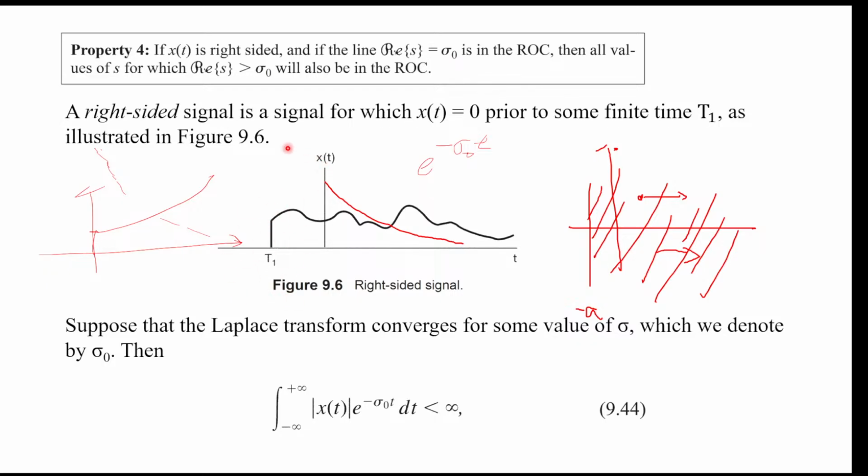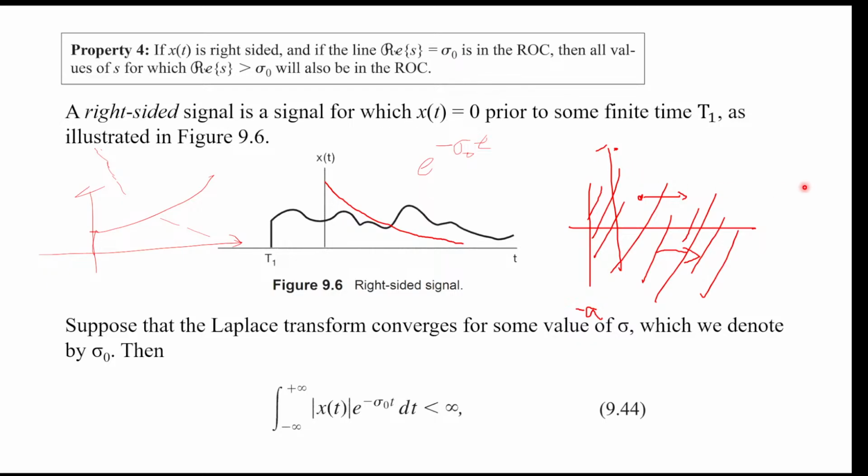If x(t) is a right-sided function like this, then the ROC will extend to infinity on the right side. To express that more precisely, we say that if sigma 0 is in the ROC, then everything to the right is also inside the ROC. So it has a cutoff on the left-hand side, and then we extend to the right-hand side.